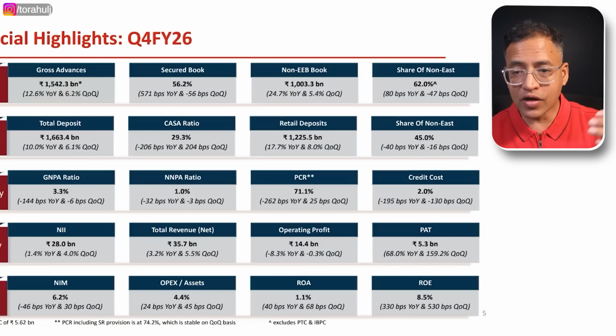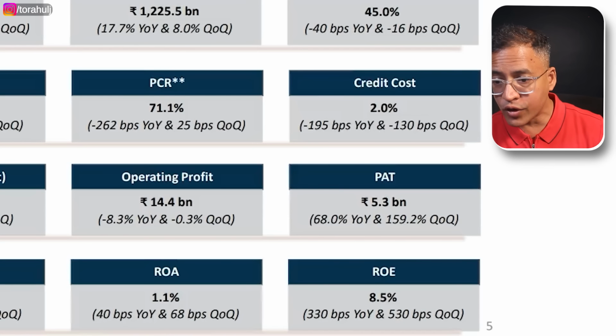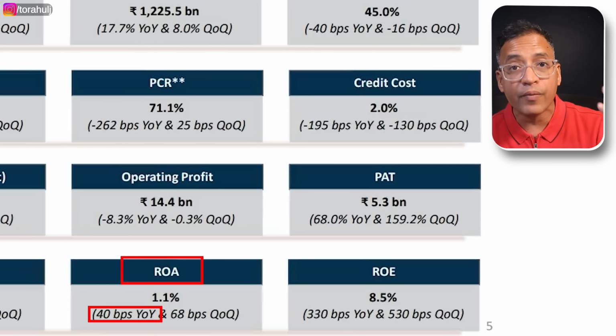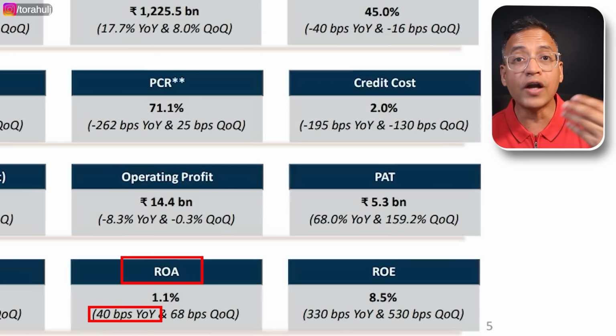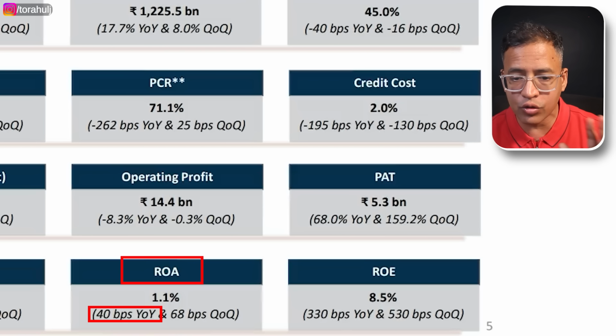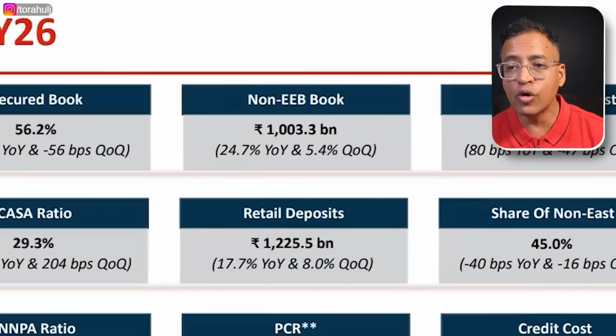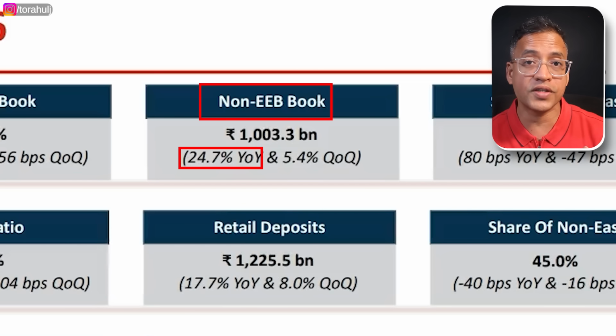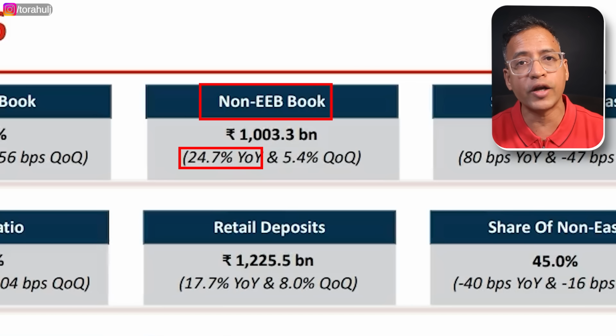Likewise, you can read all other parameters. ROA, for example, is 40 basis points up. Return on assets has crossed 1% for this particular bank. Very, very good improvement. Again, I know about this particular bank. I know about their non-EEB book. I know the history of this bank. You might not know about it. Here, their non-EEB book has grown by around 24%. This has been one of the bugbears of this bank, that their non-EEB book has not been growing at a great speed, but now in this quarter, it has grown by 24%.